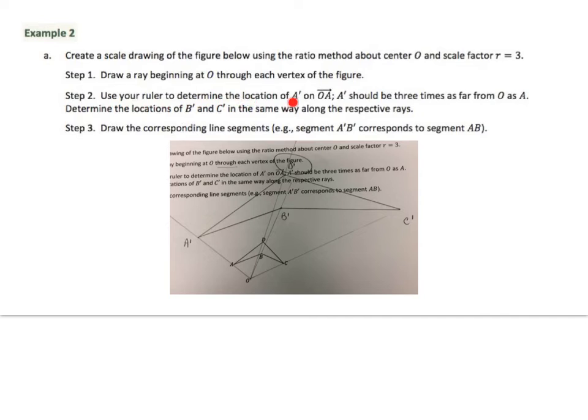Use your ruler to determine the location of A prime. So I measured from O to A, and then I multiplied that times 3 and got how long O to A prime was going to be. All right, did the same thing for B, D, and C. And then draw the corresponding line segments, and I labeled them.